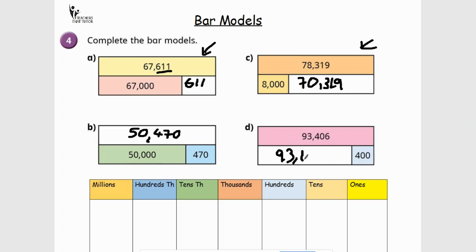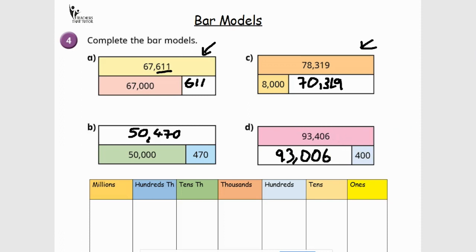So we're going to put 0 in the hundreds column, 0 in the tens column, but we are missing the ones. There's no ones here, so we're going to put the 6 in. And what that basically means is if I add that part and that bit together, those 2 parts would make that total, that whole there.